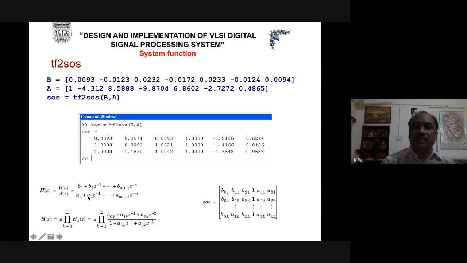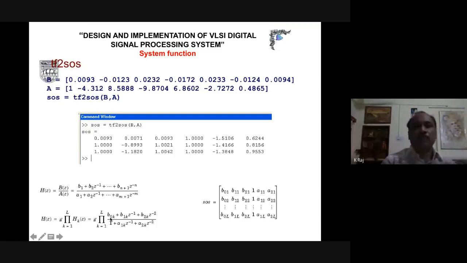If this is the transfer function B(z) upon A(z), having mth order in the numerator and mth order in the denominator, it can be represented in a cascading manner: H1(z) multiplied by H2(z), like that up to L. Each section is a second order section, written as the biquad section, the biquadratic numerator and denominator.